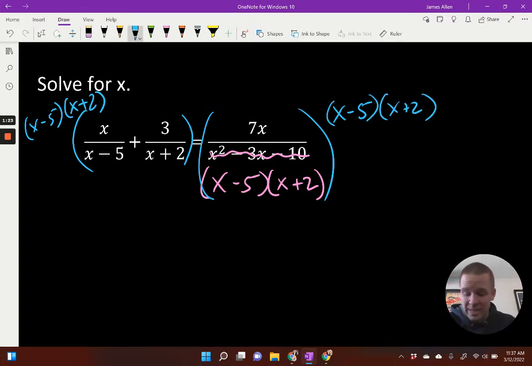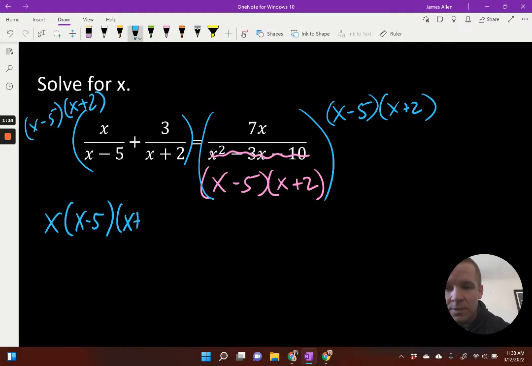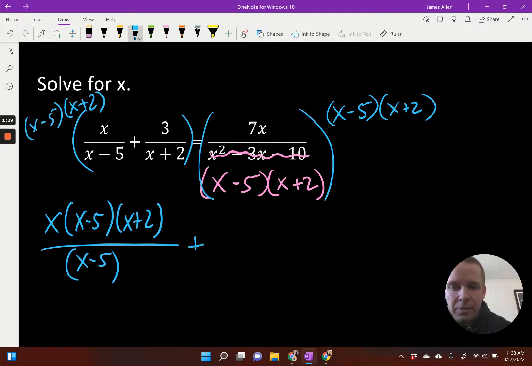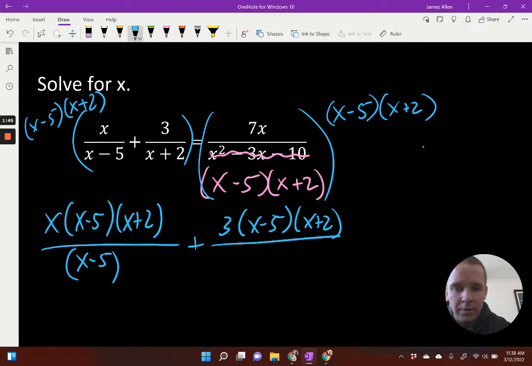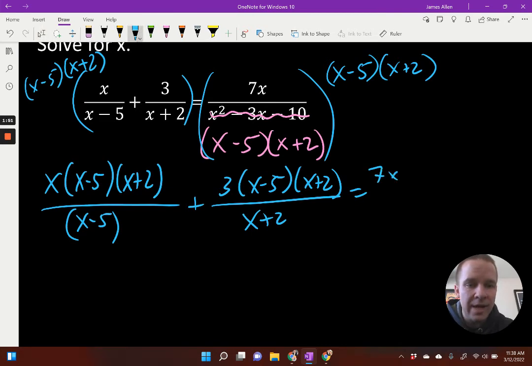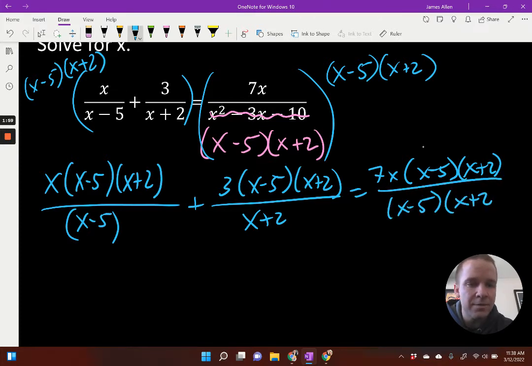So all my numerators get that. Now, there's going to be some cancellations that occur, but I'm going to write this all out so we can see everything happening. The first fraction here is going to be x times x minus 5 and x plus 2, all over x minus 5. Then I will have the 3 times x minus 5 and x plus 2 over x plus 2. And then lastly, we're going to have 7x multiplied by x minus 5 and x plus 2, divided by x minus 5 and x plus 2. Oh my goodness, that is insane.